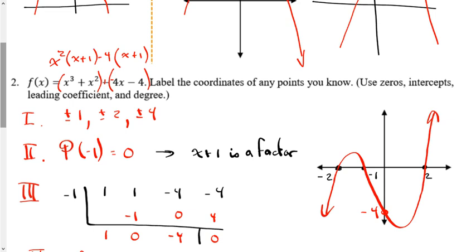And so we'd pull out that x plus 1, and we'd have the x squared minus 4 left over. All this is equal to f of x. And then that x squared minus 4, difference of squares, we can factor. Mohammed.